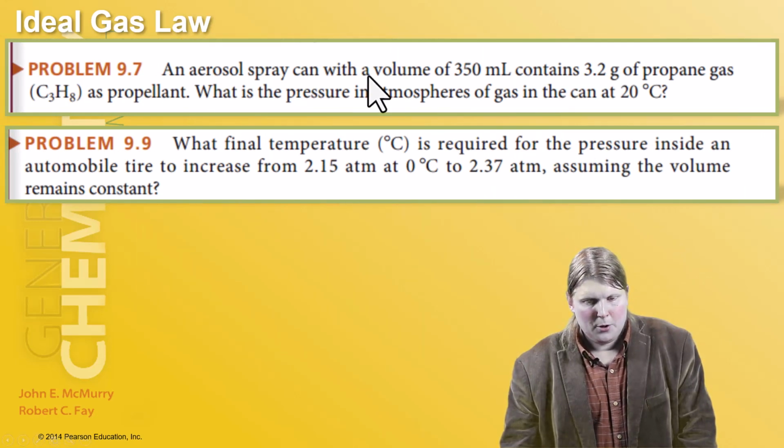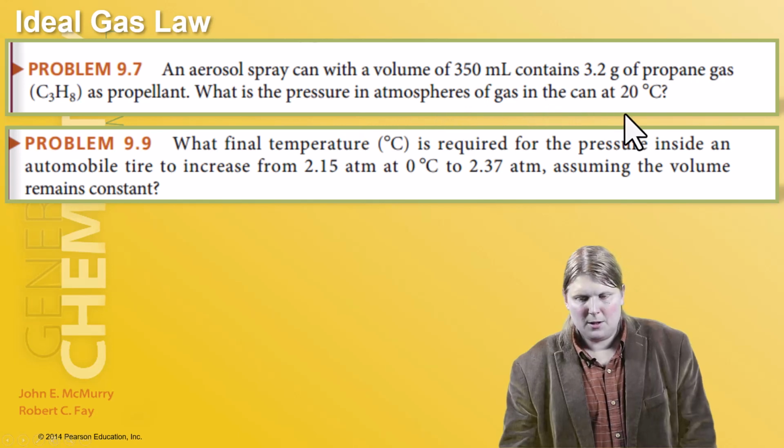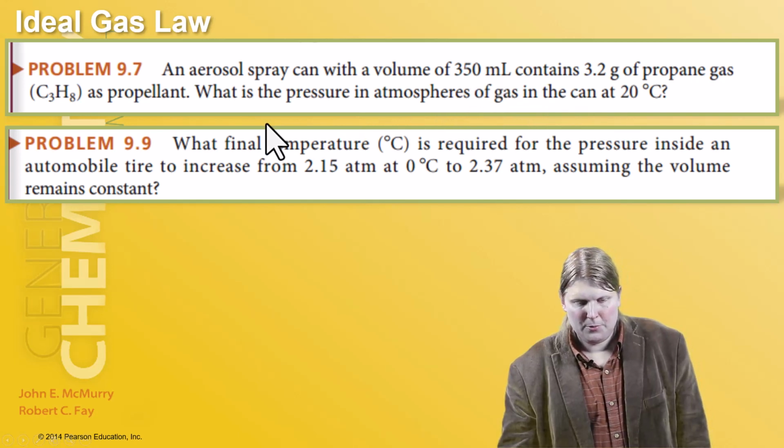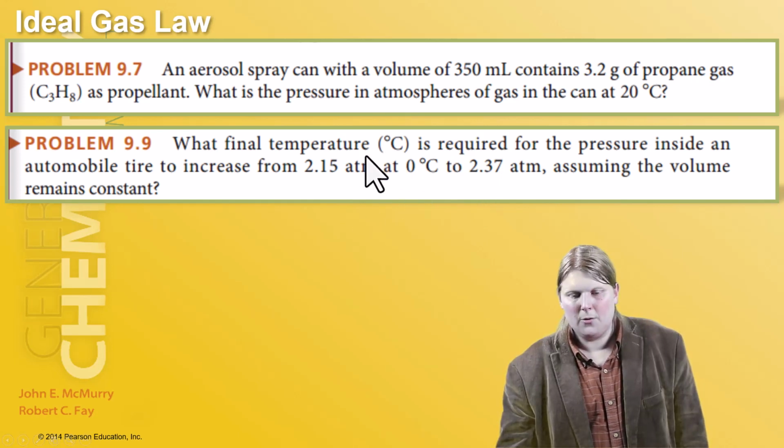And they have an example here with an aerosol spray. You'll need to convert these grams, of course, to moles, and then you'll be able to calculate the pressure in atmospheres using this volume. You'll need to convert that to liters, this temperature to Kelvin. So this is a pretty good example here in problem 9.7. And then in 9.9, they want you to get a final temperature in Celsius. So when you work all this out, you'll need to get this back to Celsius. You'll need to do everything in Kelvin. Don't forget to change these to Kelvin and then change them back into Celsius in order to get the answer.